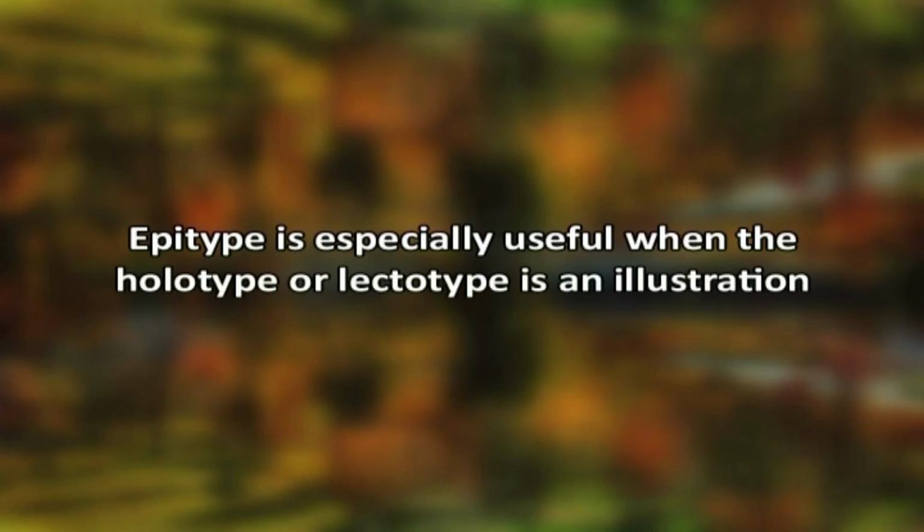For example, flowers without stamens, or fungi basidiomes without hymenium, it can no longer serve as a type, but Article 9.7 makes provision by designation of an epitype. An epitype is especially useful when the holotype or lectotype is an illustration from which microscopic characters cannot be seen.